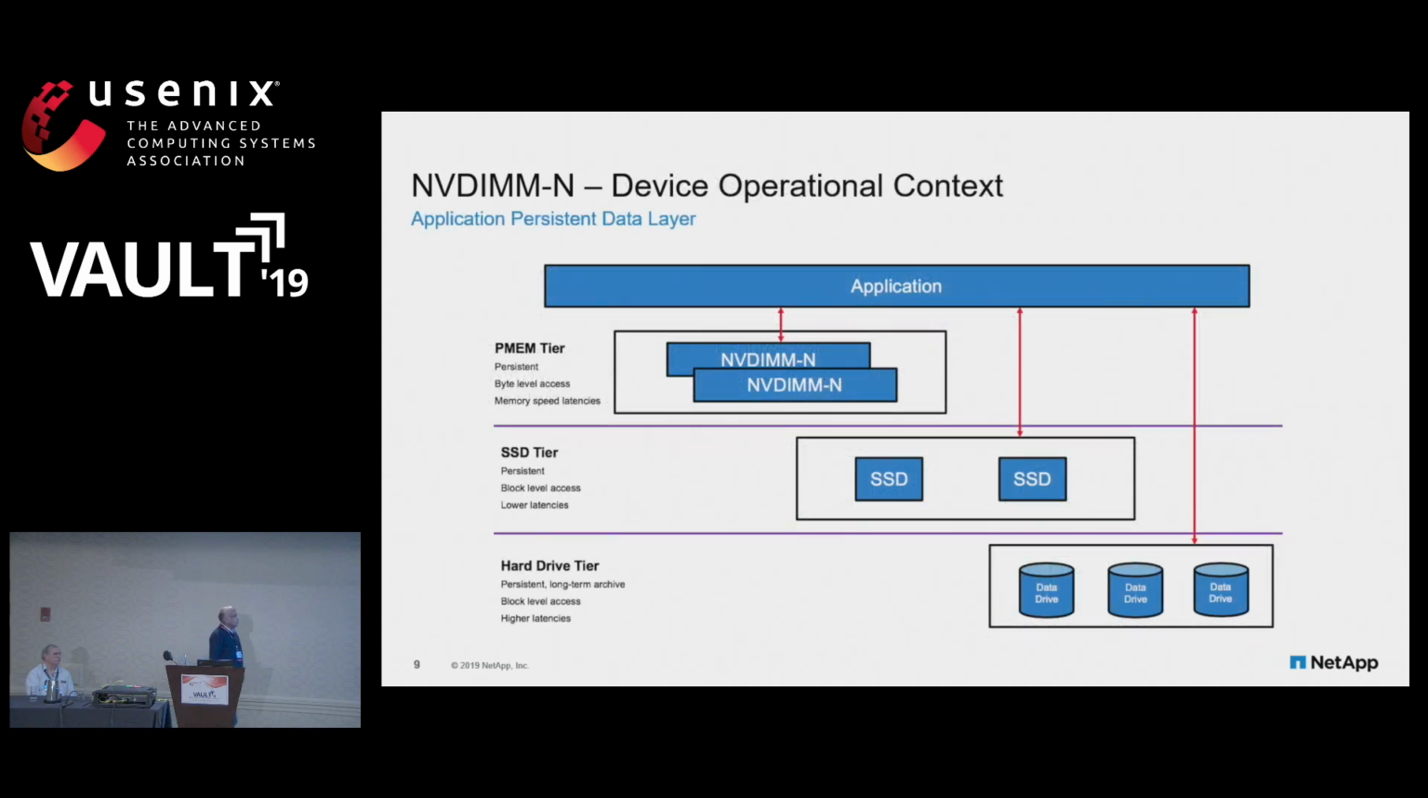In order to understand where this fits in, this illustration helps a little bit. At the bottom layer you see the hard drive tier, which is persistent long-term archive, with block-level access and higher latencies. The mid level is the SSD tier, which again offers persistence and block-level access with lower latencies. The one on top is the persistent memory layer, with byte-level access and memory-speed latencies.